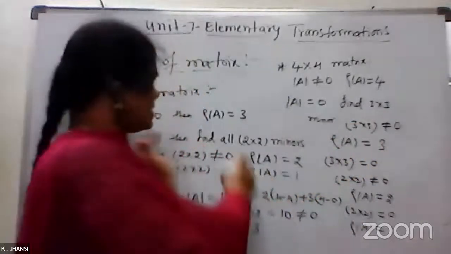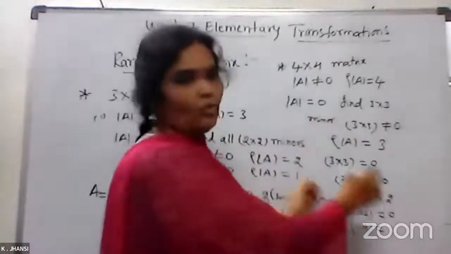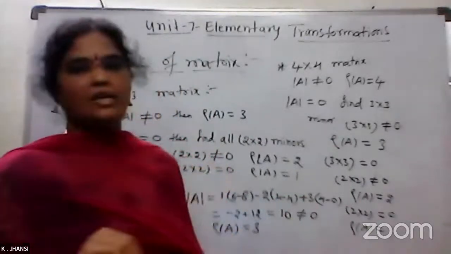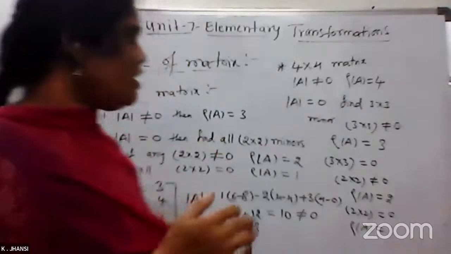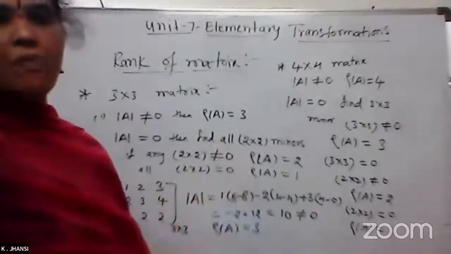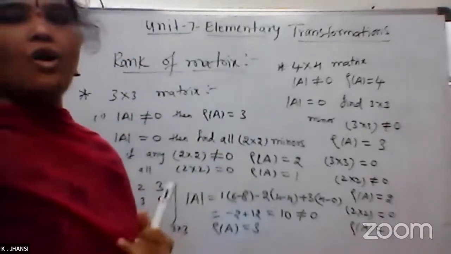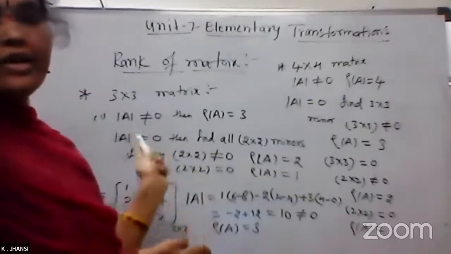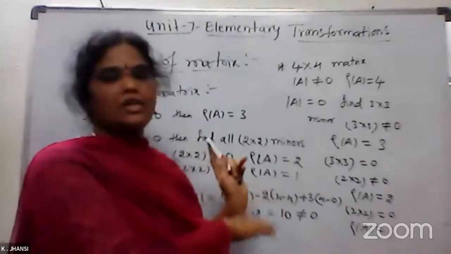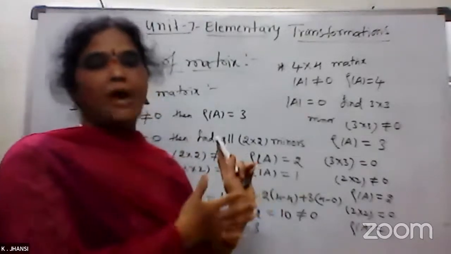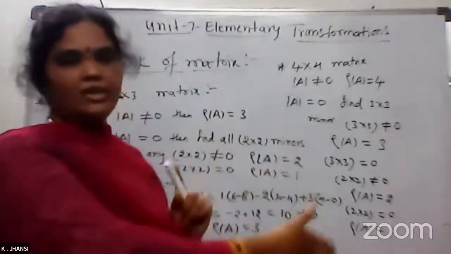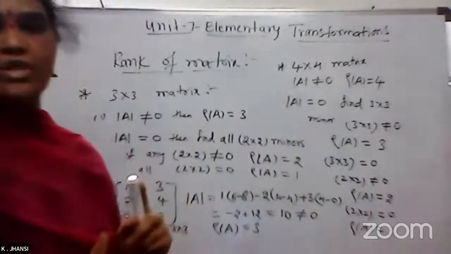Whatever short trick there is to find the rank of the matrix, you will use it for multiple choice questions. After this, there are problems for finding the echelon form and also the normal form. For the normal form, you have to convert the given 4 by 3 matrix, 3 by 3 matrix or any matrix into an identity matrix. The process will be very lengthy. We will use the elementary transformations in that.